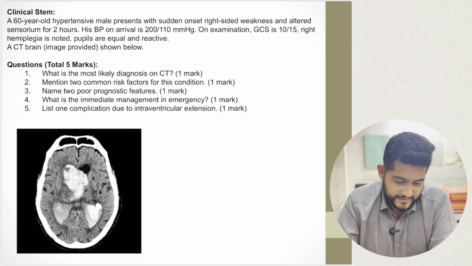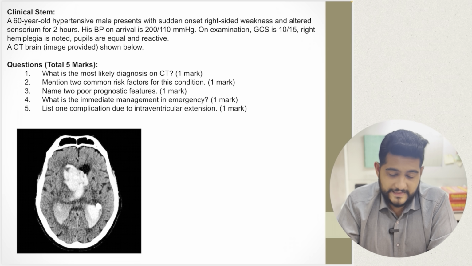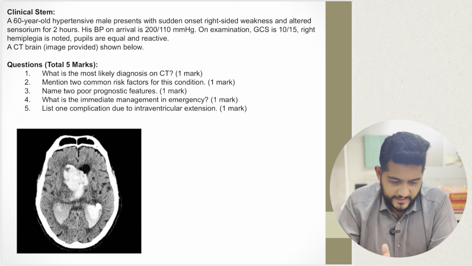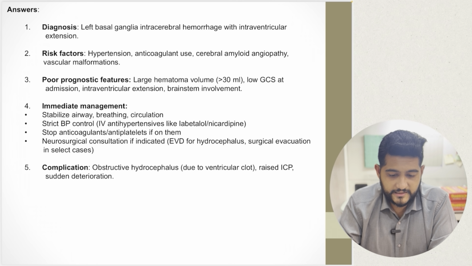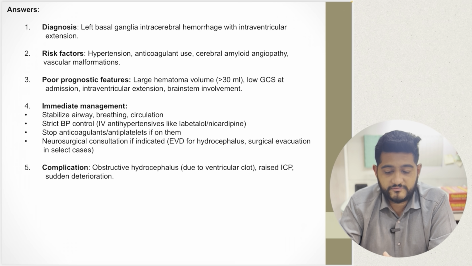So you can clearly see a hyperdense lesion in the CT. The area around is the basal ganglia, I think, and there is definitely an intraventricular extension. So definitely the diagnosis is left basal ganglia intracerebral hemorrhage with an intraventricular extension. The risk factors are hypertension, anticoagulant use, cerebral amyloid angiopathy, and vascular malformations. Poor prognostic factors are large hematoma volume, low GCS at admission, intraventricular extension, and brainstem involvement.